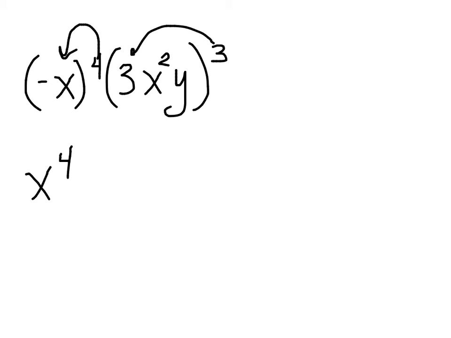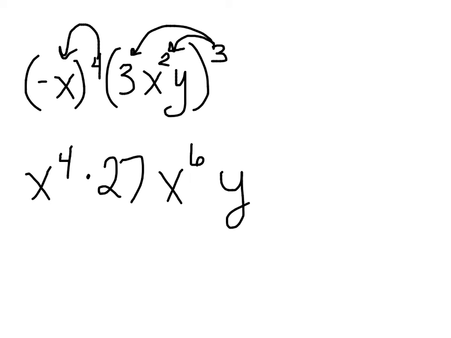Then I distribute here. Everybody know what 3 to the third is? Remember, it's 3 times 3 times 3. How much? 27. Because 3 times 3 is 9, and 9 times 3 would be 27. And if you couldn't remember, use your calculator, right? Then, x squared to the third. Our quick little rule, remember, we're multiplying the exponents. So what do I get? X to the sixth. Nice work. And the last one, y to the third.